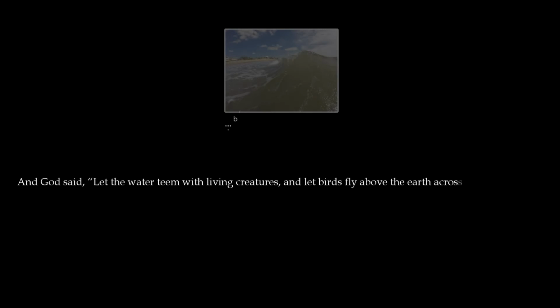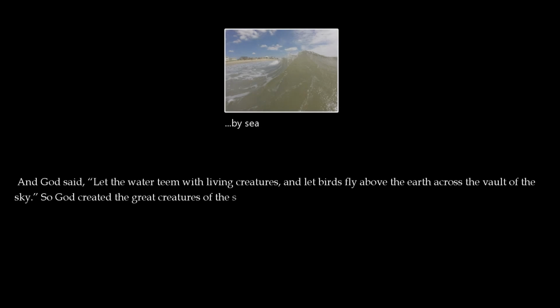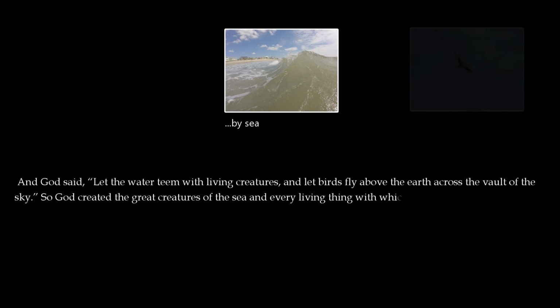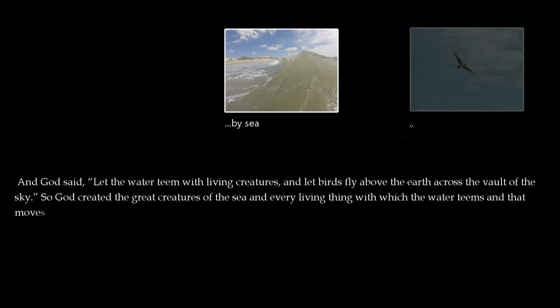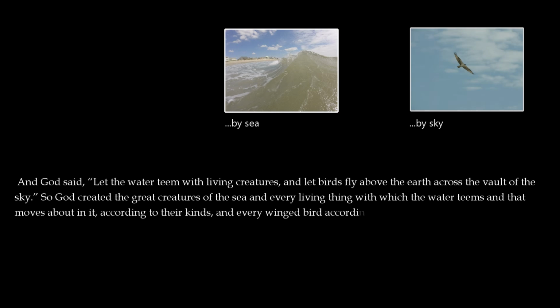And God said, "Let the water teem with living creatures, and let birds fly above the earth across the vault of the sky." So God created the great creatures of the sea, and every living thing with which the water teems, and that moves about in it, according to their kinds, and every winged bird according to its kind. And God saw that it was good.